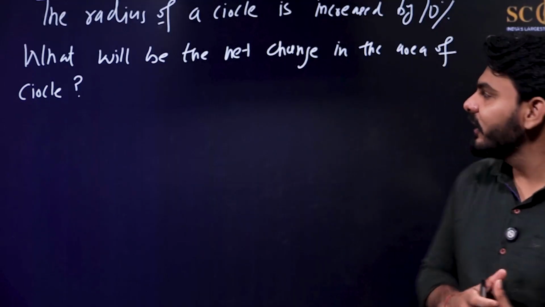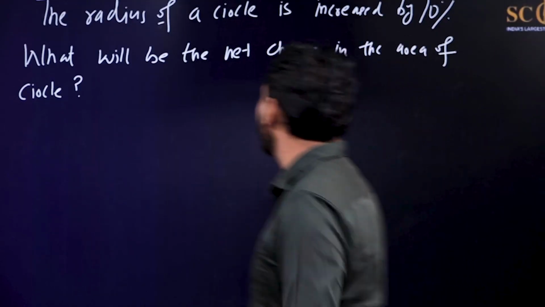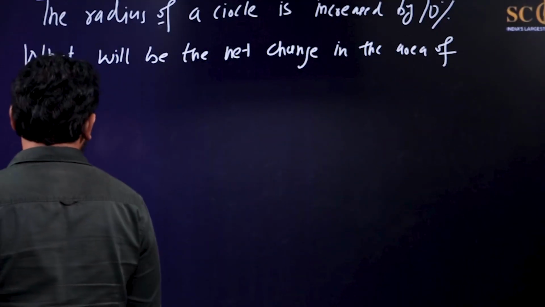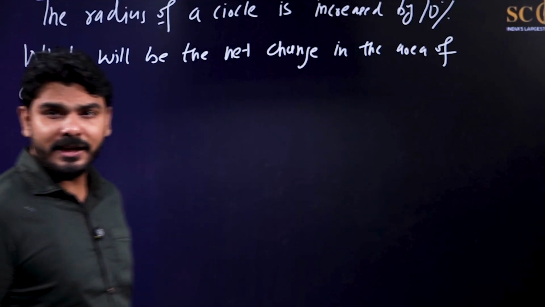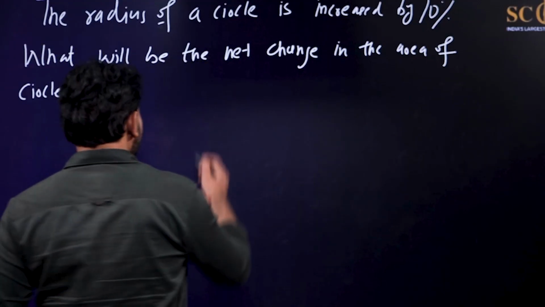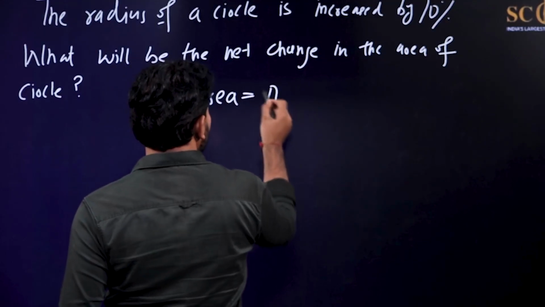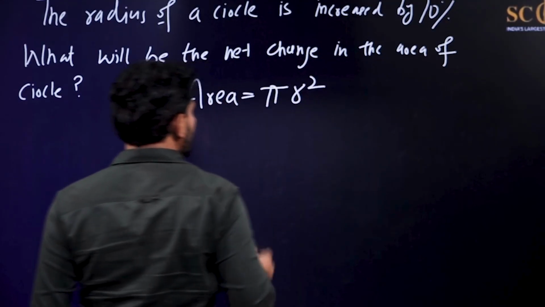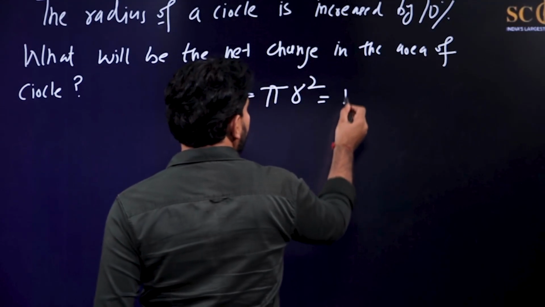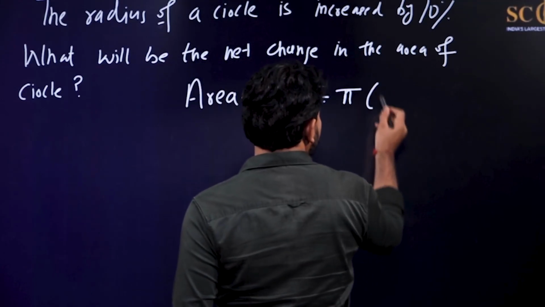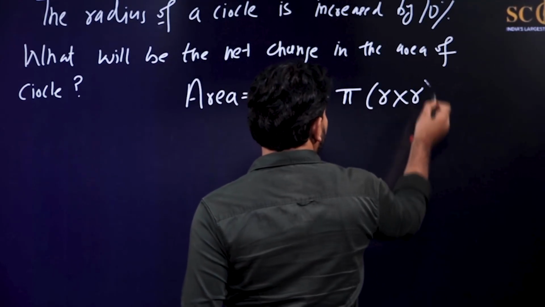Okay, so let us now solve this question. The radius of a circle is increased by 10%. Now if you know the formula for the area of a circle, what is the formula? Area of circle is equal to pi r square, where pi is a constant and r is being multiplied 2 times.